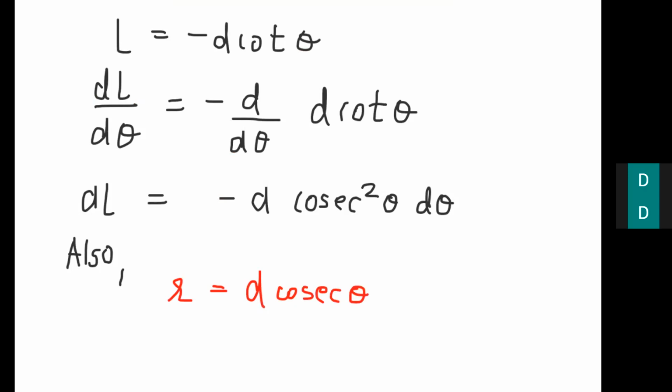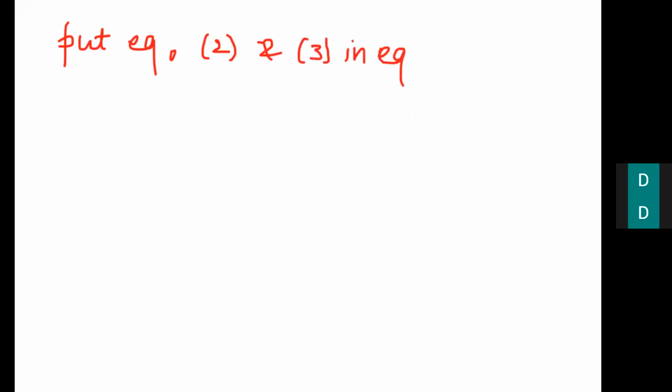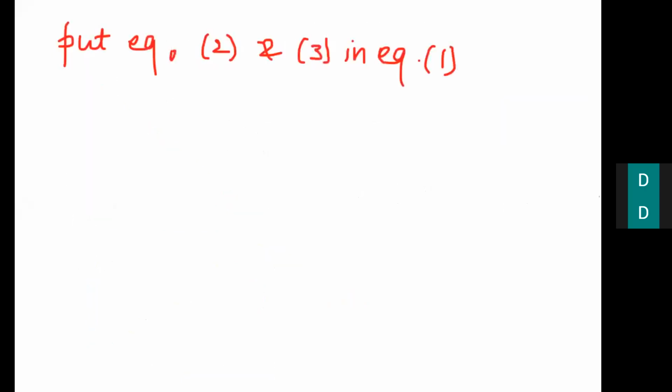So now let us call this equation 2 and this equation 3, and we will put equation 2 and 3 in equation 1. So what is equation 1 with us? We will rewrite it. It is dB equals mu 0 upon 4 pi.